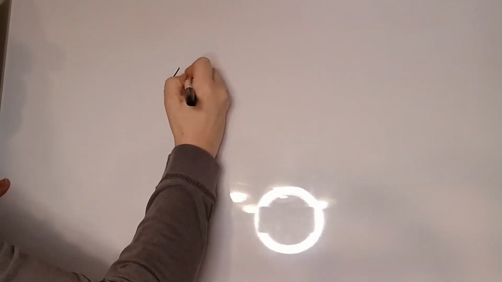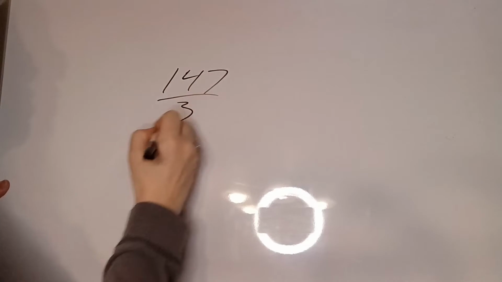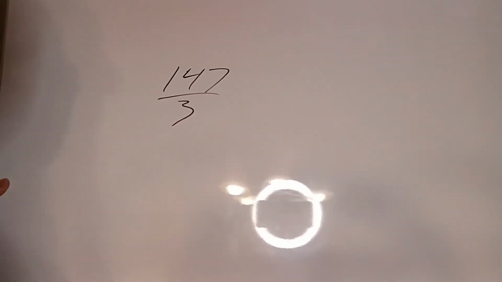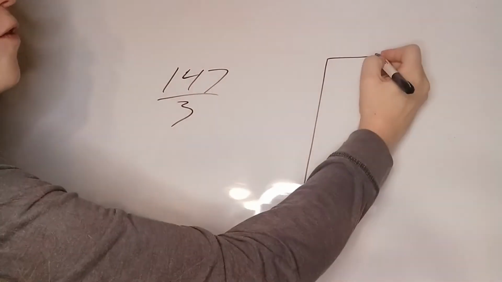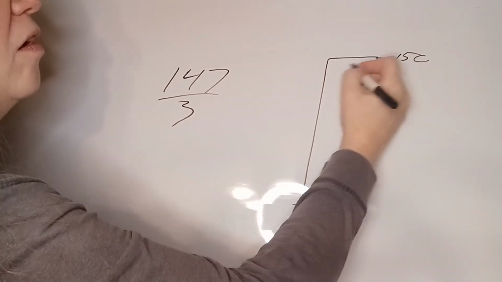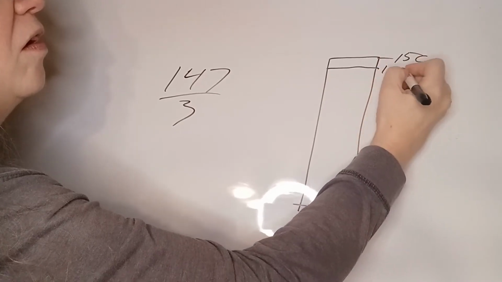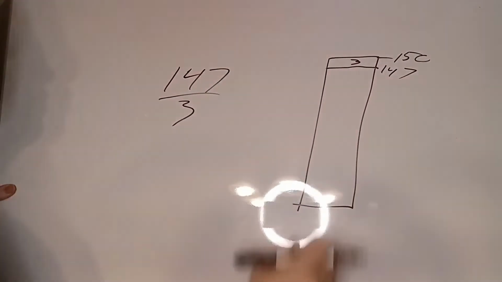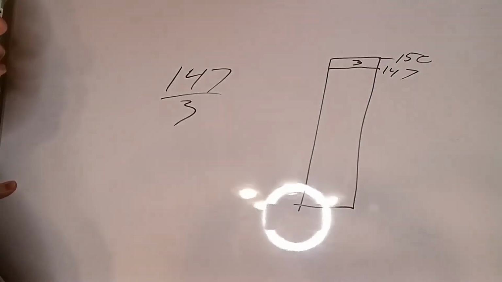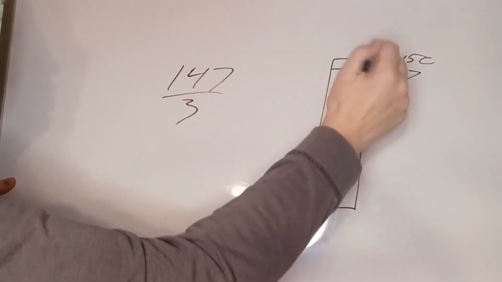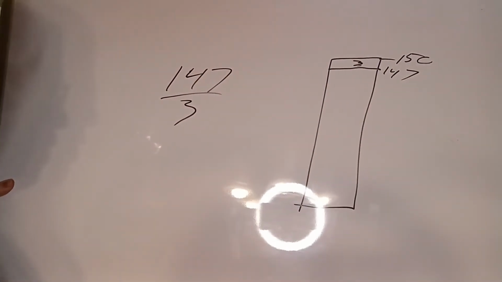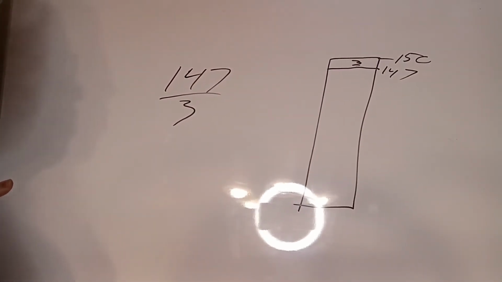And I see it a lot. For example, if we're looking at 147 divided by 3, I see this column that's 150, divided into 147 and 3. So this 150 and 3 are in that negative space. They're not really there, but they are.